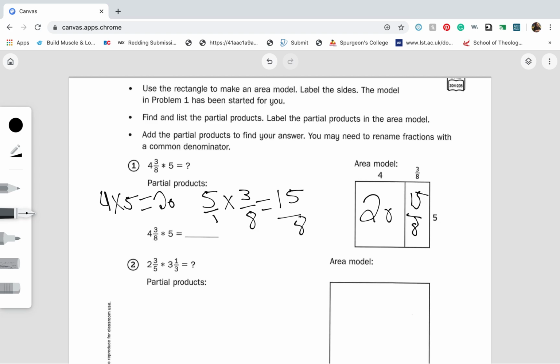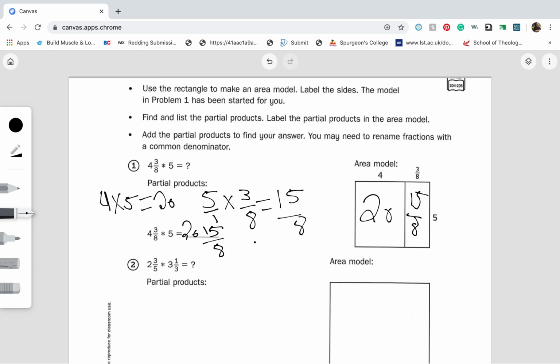Then all you have to do, you have your whole number and your fraction. This is an improper fraction. For right now in 5th grade, they're going to let you leave it as is, but you can actually make it into a proper fraction, which I'll show you how to do in just a minute. So your answer is just going to be 20 and 15/8. You don't have to add the 15/8 to the 20. You can just put them together to make them a mixed number.